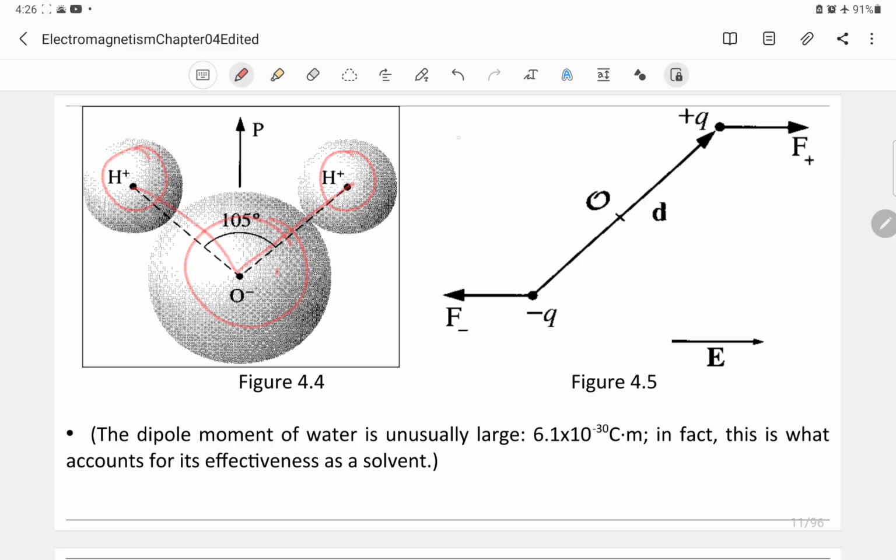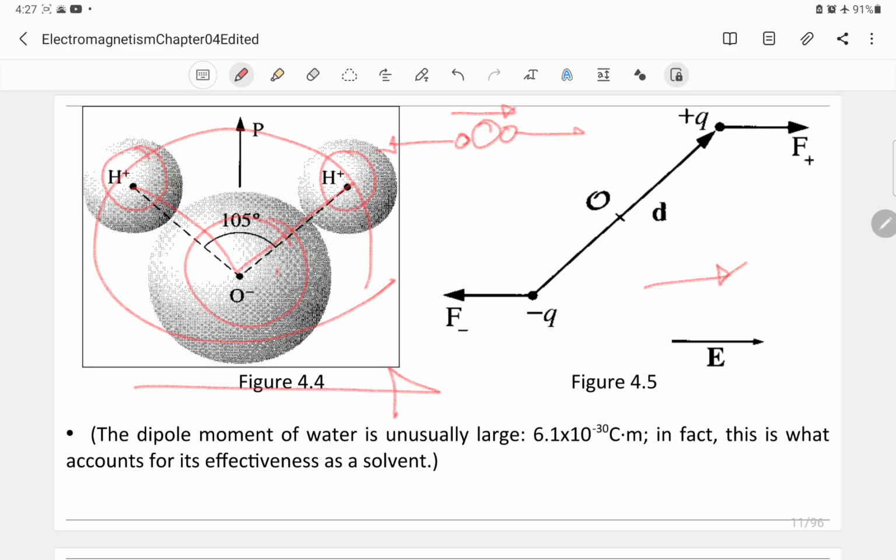So unlike the CO2, if the electric field is going this way, it will not create torque, but here it will create a torque like this. So the external electric field will, say for example, pull the concentration of positive charge here, and then the concentration of negative charge here will be pulled this way.